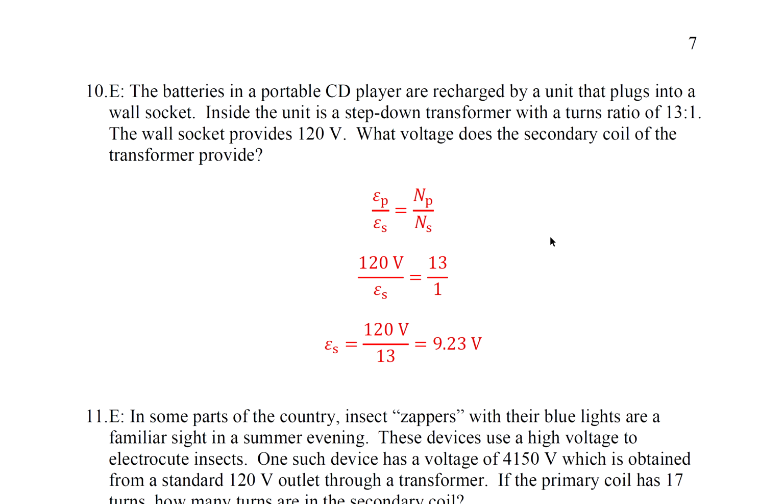Question 10. The batteries in a portable CD player are recharged by a unit that plugs into a wall socket. Inside the unit is a step-down transformer with a turns ratio of 13:1. The wall socket provides 120 volts. What voltage does the secondary coil of the transformer provide? So we have this equation again, and we just solve for E sub S. E being EMF, electromotive force, which has units of voltage.